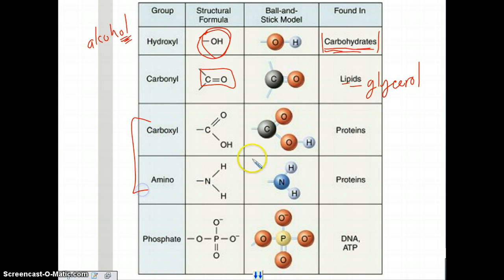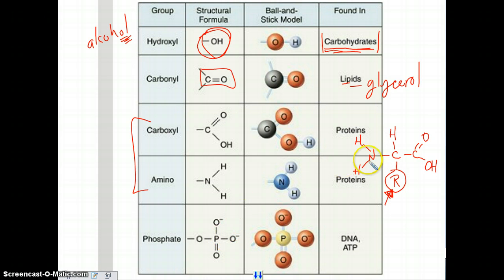Okay, carboxyl and amino. If you remember the structure of an amino acid, you have the central carbon. You'll have your carboxyl group. So you have a carbon double bonded to an oxygen, and that carbon's also bonded to a hydroxide. And then you'll have your amino group. You'll have hydrogen here, and then you have your side chain. And remember, it's these side chains, the R groups, that can differ and give amino acids different properties.